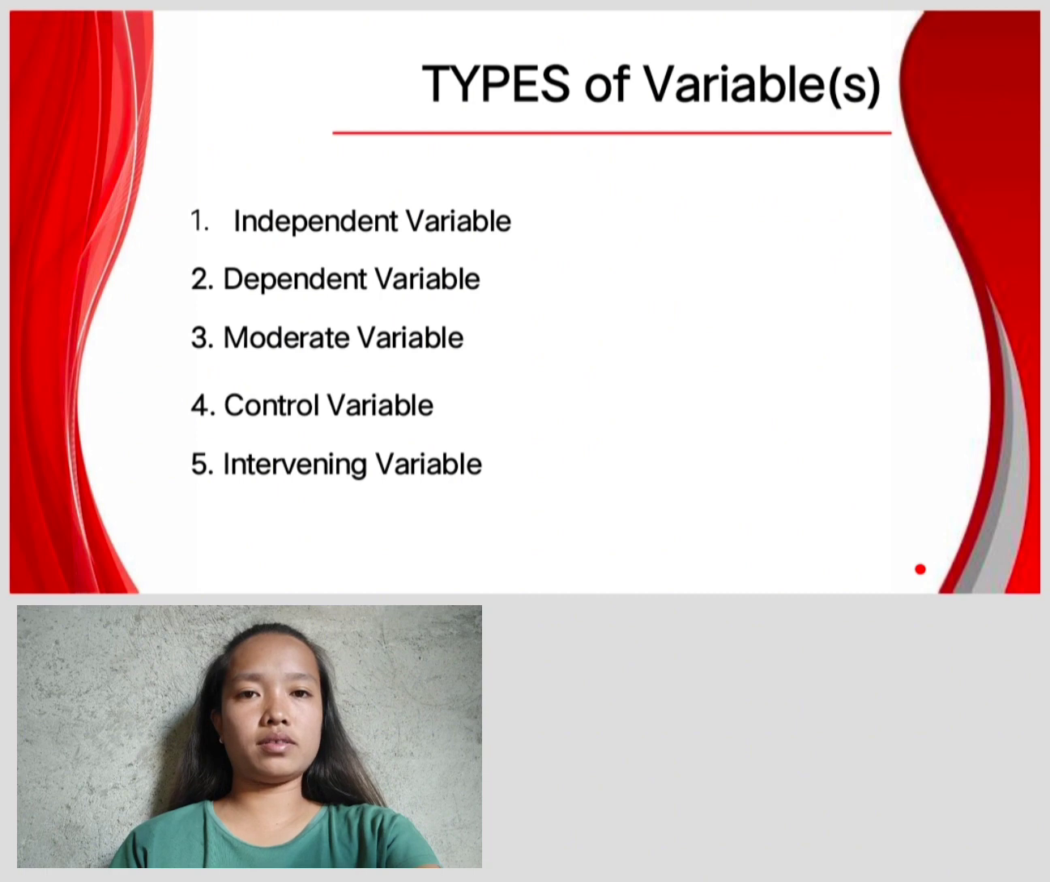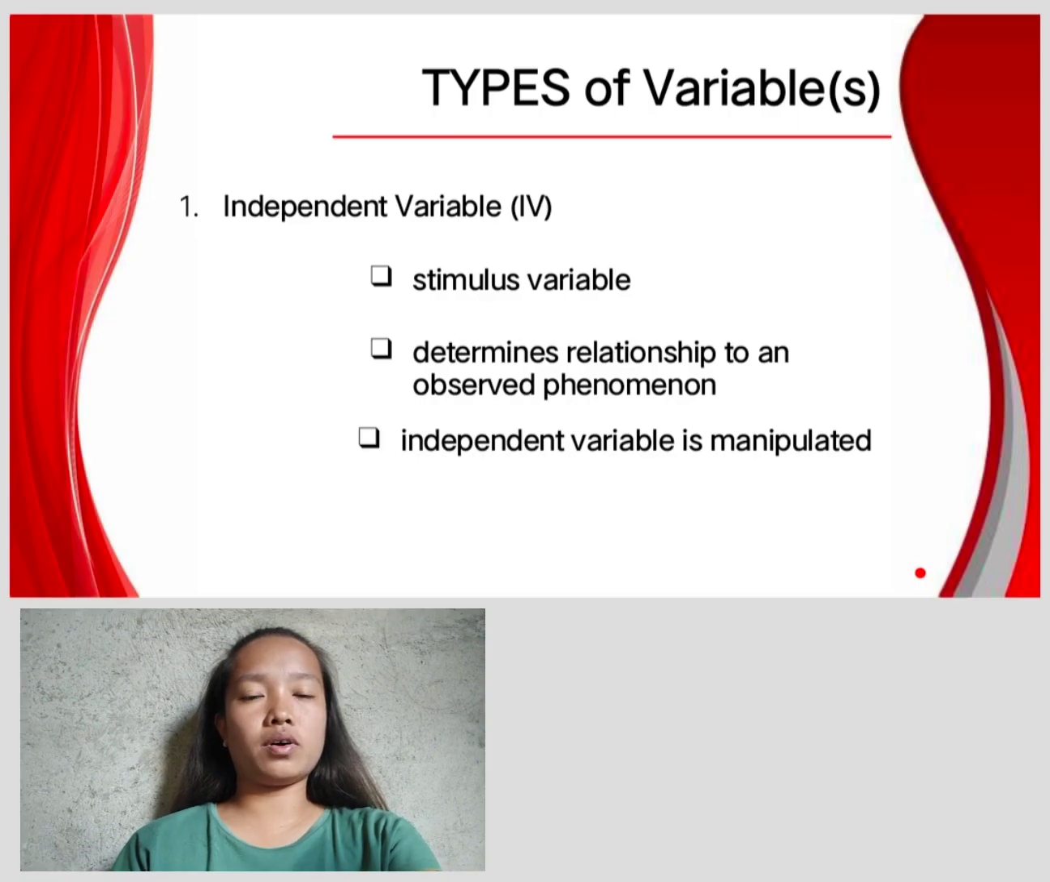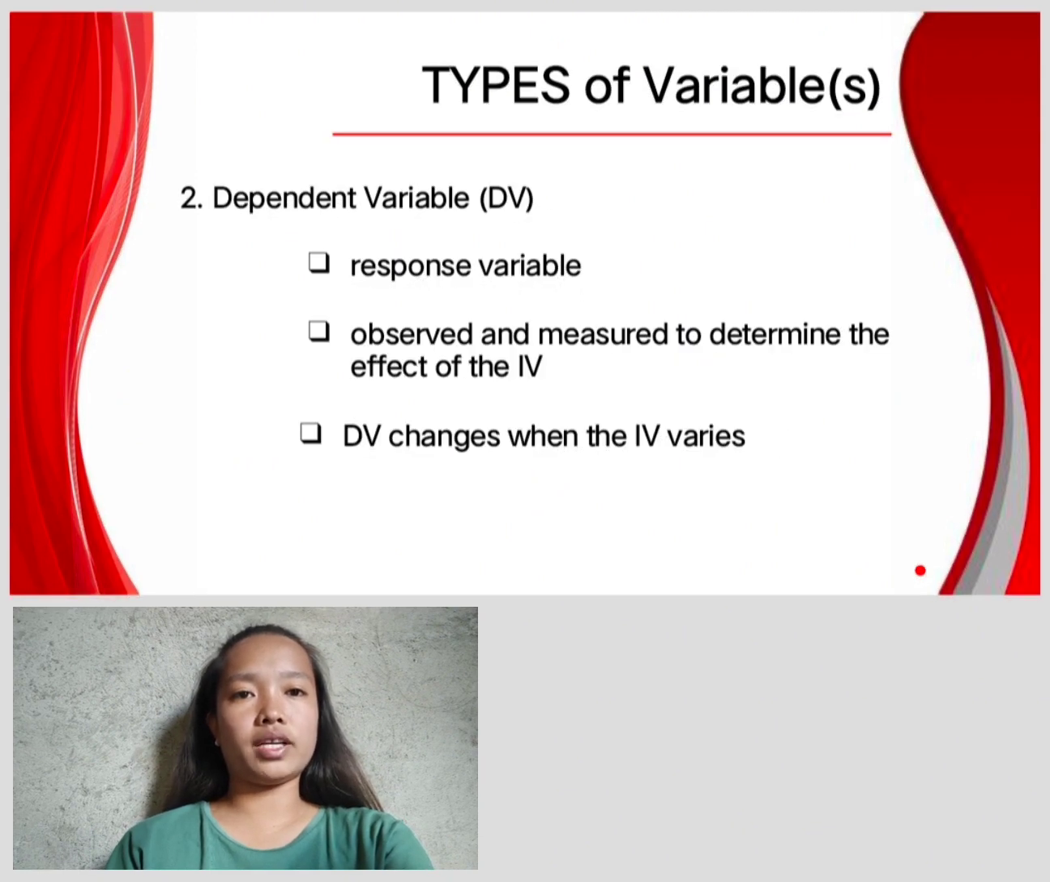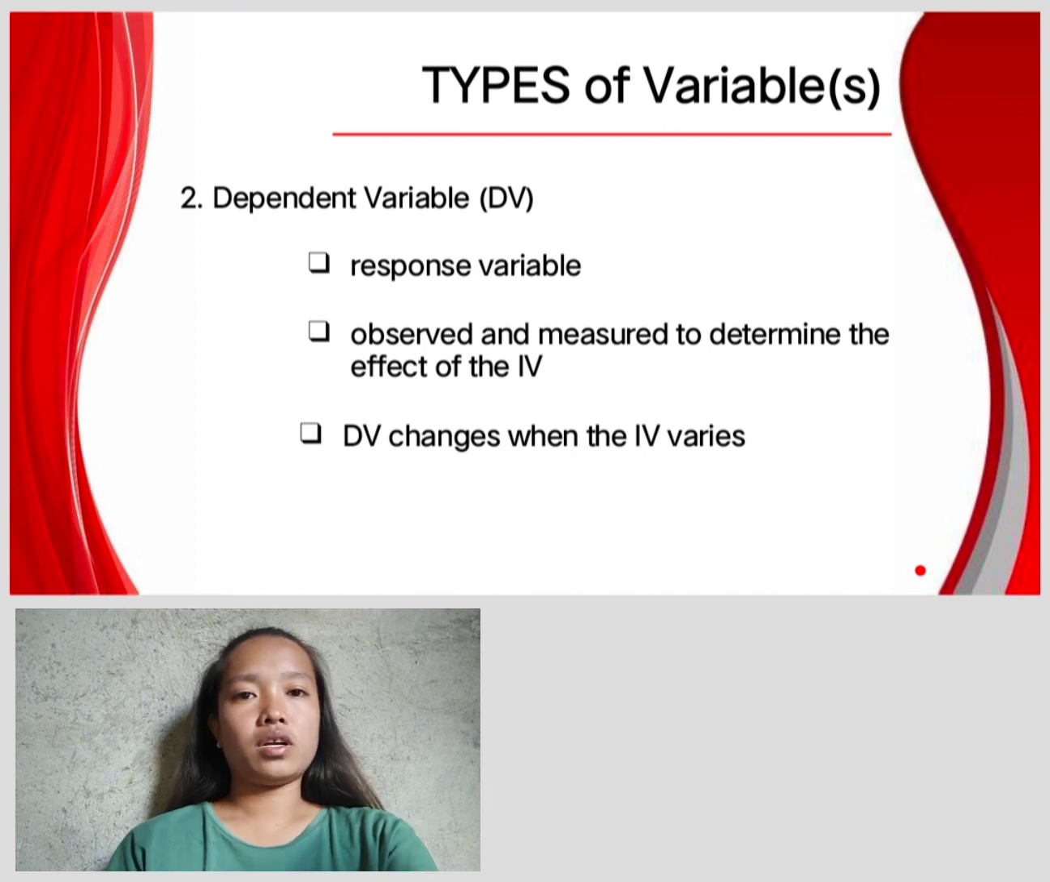Types of variables. Independent variable, dependent variable, moderator variable, control variable, and intervening variable. Independent variable or IV: stimulus variable that determines relationship to an observed phenomenon. The independent variable is manipulated. Dependent variable or DV: response variable observed and measured to determine the effect of the IV. The DV changes when the IV varies.